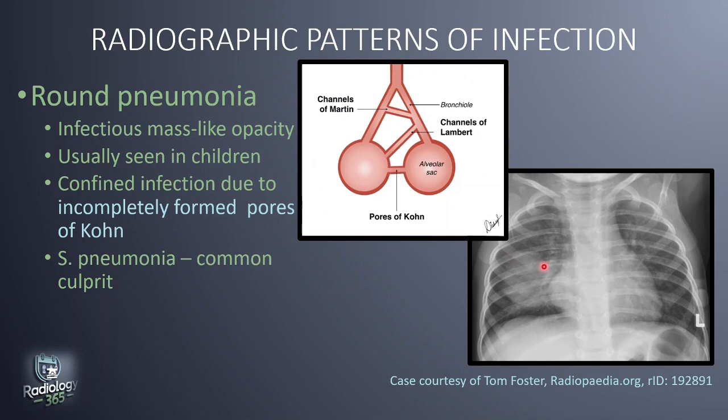So in this frontal chest radiograph, we see a rounded consolidation in the right middle zone without collapse or effusion. The lungs were otherwise clear. The opacity completely resolved after treatment with antibiotics, consistent with pneumonia.